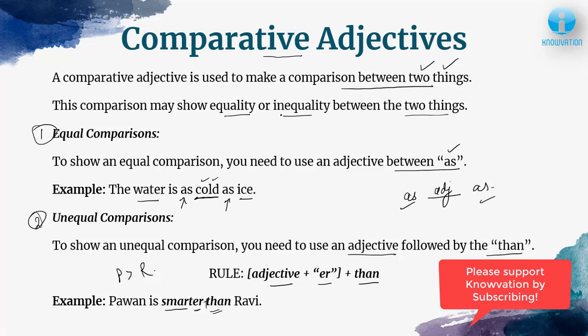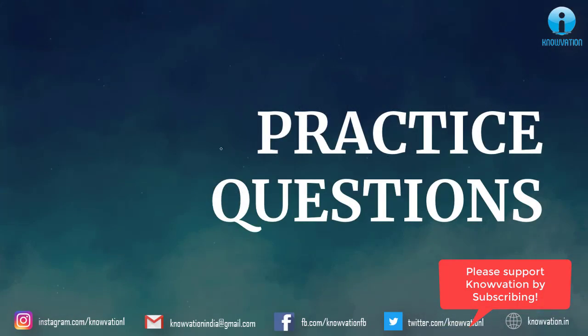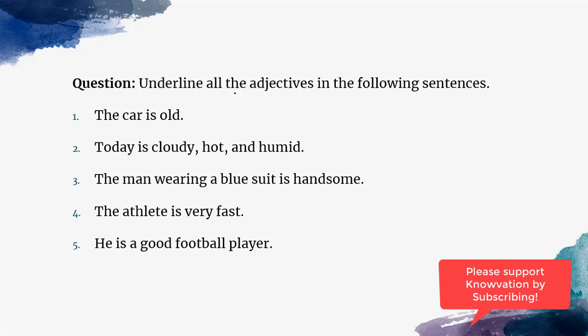So friends, we are done with the categories. Now it's the time to get some practice. So let's start. So friends, as always, your first question is to underline all the adjectives in the following small sentences. So first is, the car is old. So here, which is the noun? Car is my noun, and which is describing that noun? Old. So old is my adjective. So next, today is cloudy, hot and humid. So आज के दिन को describe कौन कर रहा है? Cloudy, hot and humid. So there are three adjectives here.